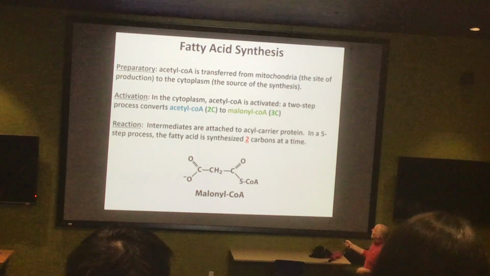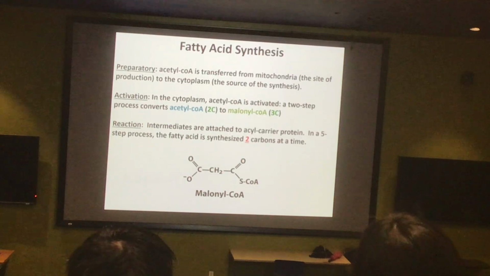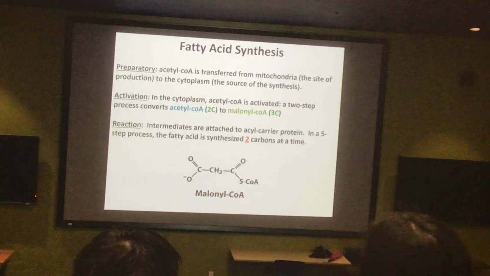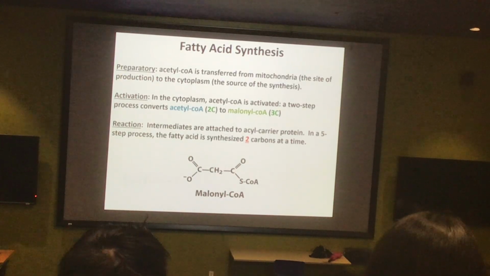The first is we're going to have to take our acetyl-CoA from the mitochondria, which is where it's going to be produced, and send it out into the cytosol. So when I told you that even though we were going to be working in the cytosol, there will be some mass transport between different compartments.